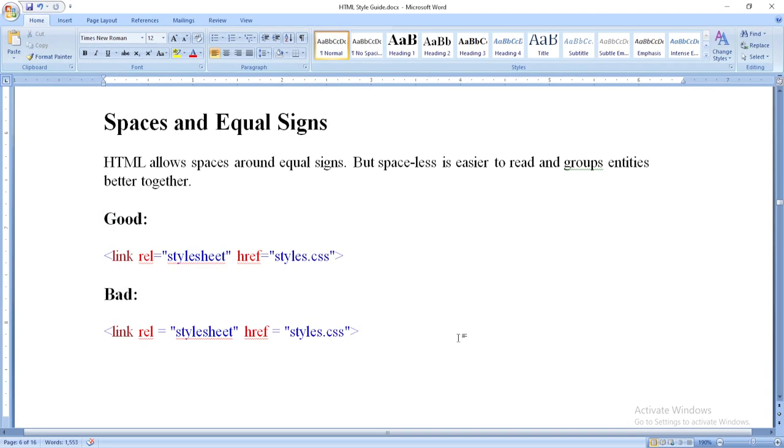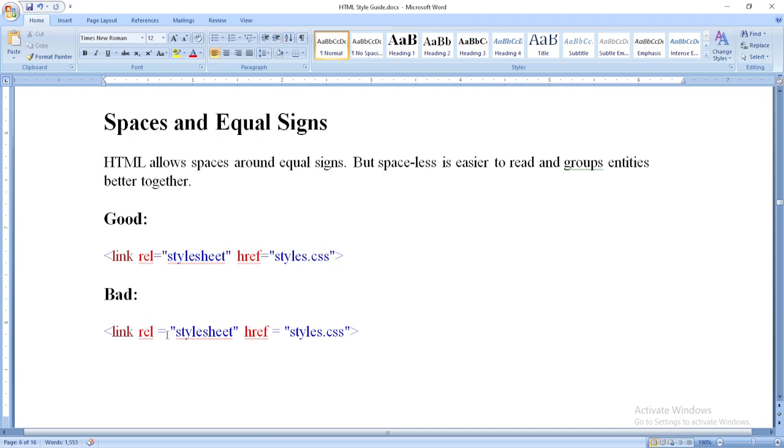HTML allows spaces around equal signs, but spaceless is easier to read and groups entities better together. For instance, in the first one, we have our link element with the rel attribute equal to double quote, and inside the double quotes we specify stylesheet. The second one right here has the link element along with the rel attribute.